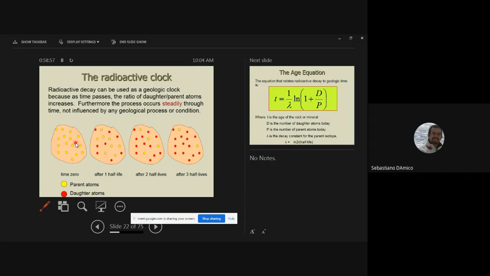Okay? Time goes by, nothing that we can do, right? But the concentration of my black hair is diminishing through time, right? And I do have several white hairs here, right? The white hair, in this example, are the daughter elements, okay? So the parents, the black ones, have transformed into the daughters, which are the white, okay?